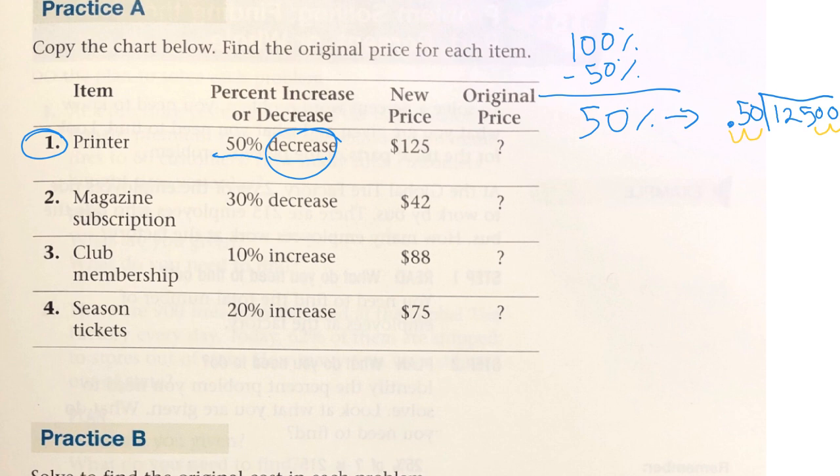So 50 goes into 125 twice, and we get 100. 250, bring a 0 down. 50 goes into 250 five times. We're left with 0, and there's another 0 remaining, so 50 goes into 0 zero times, and so the original price is going to be that $250.